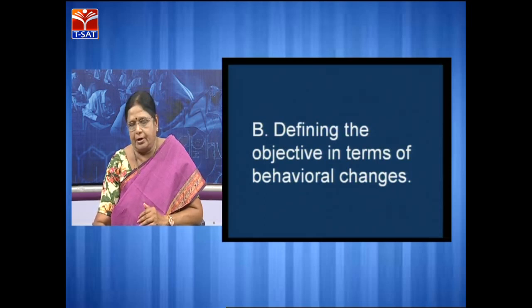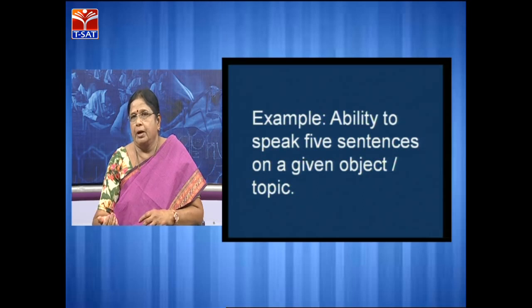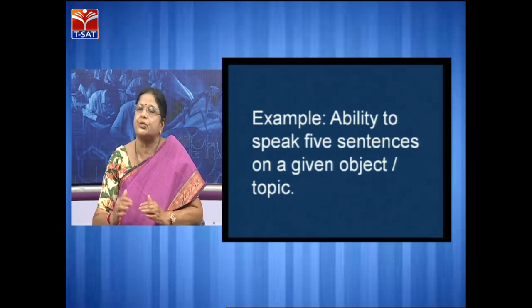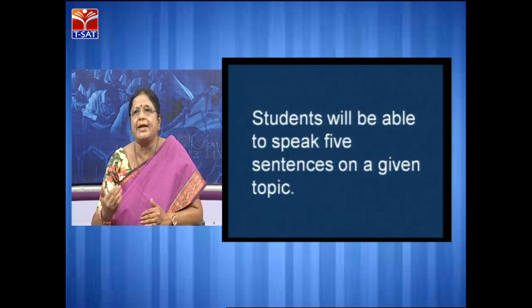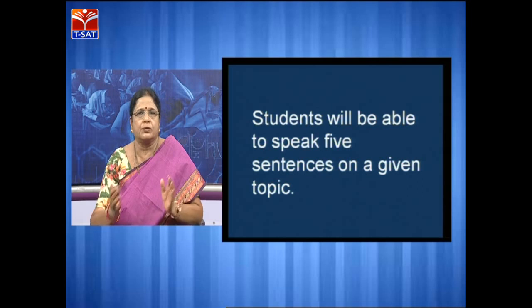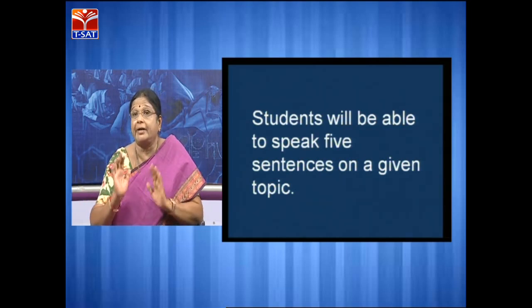When we say behavioral changes, take an example: if a student can speak 5 sentences on a given objective or topic, the behavioral change will be that the student can speak 5 sentences. That is the behavioral change. The objective is to enable the student to speak 5 sentences on a given topic. So the behavioral change will be the student will be able to speak 5 sentences on a given topic. So instructional objective and behavioral change are interrelated in evaluation.